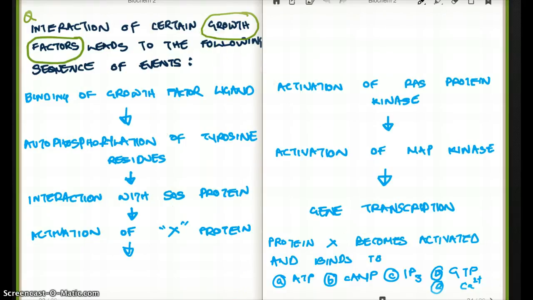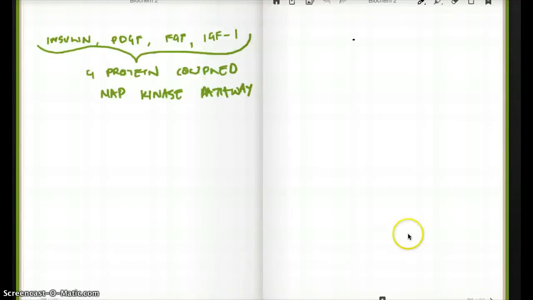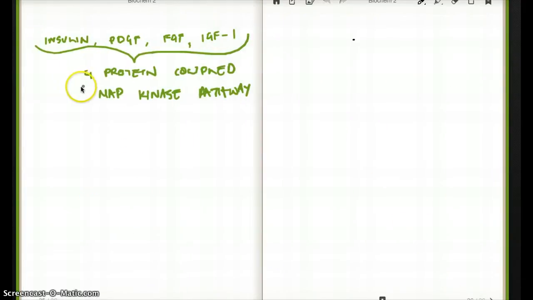So let's talk about growth factors for a little bit. We know that certain growth factors and insulin follow the receptor tyrosine kinase, MAP kinase pathway. So what are those growth factors? It can be platelet derived growth factor, fibroblast growth factor, insulin-like growth factor 1, and also insulin. These are the things that are going to follow the MAP kinase pathway. Now, here's a question for you.